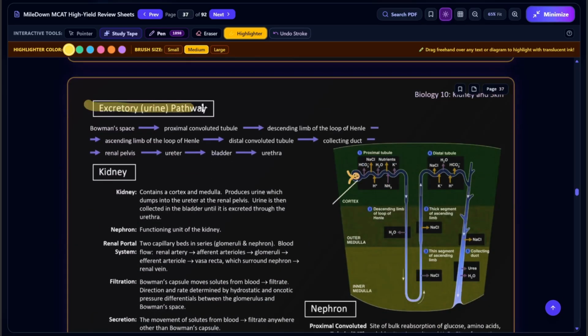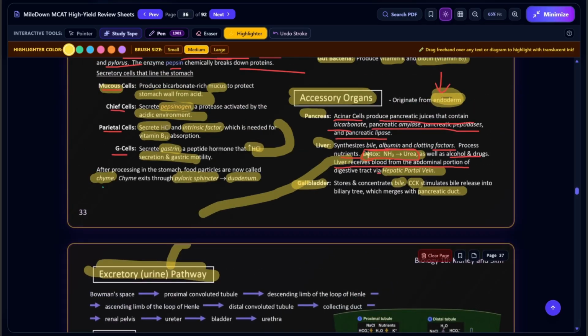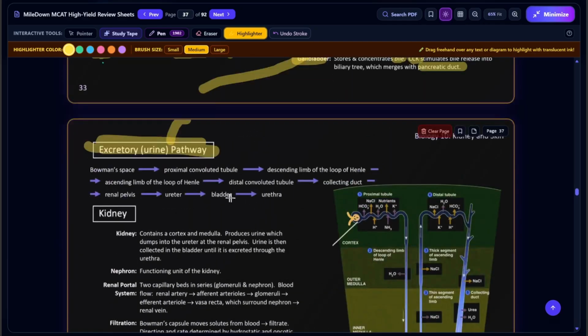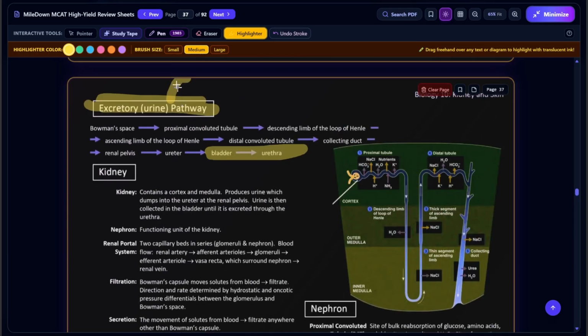Your excretory urine pathway is related to this detox and urea thing, where you go to the washroom. For what reason? Why do you have a bladder that goes to your urethra and out, right? Because basically your body's trying to remove waste, right? So this is the urine pathway.